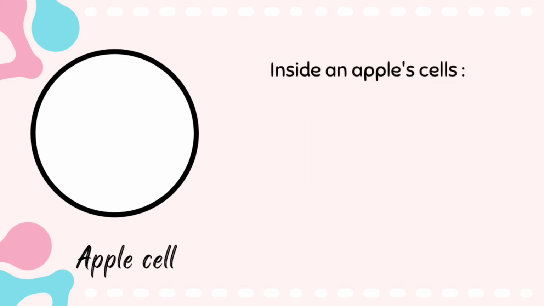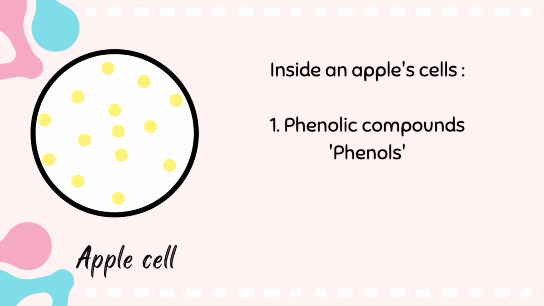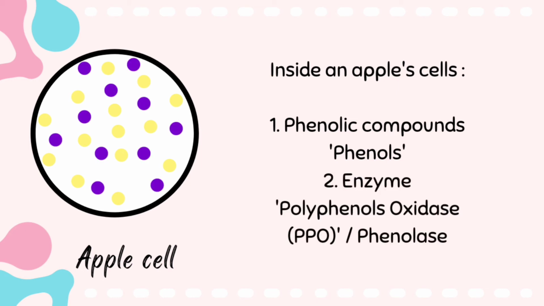There are lots of different bits and pieces inside apple cells, but for now I would like to focus only on two. The first one is phenolic compounds, called phenols, and most of the phenols are contained in other cell tissues. The second is an enzyme inside an apple called polyphenol oxidase, PPO, or phenolase. Phenolase sits in small compartments called chloroplasts, which are surrounded by a membrane. So normally the phenolase and phenols in an apple never touch each other. That's why freshly cut apples aren't brown.